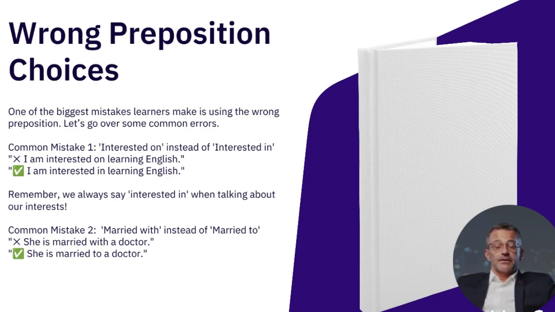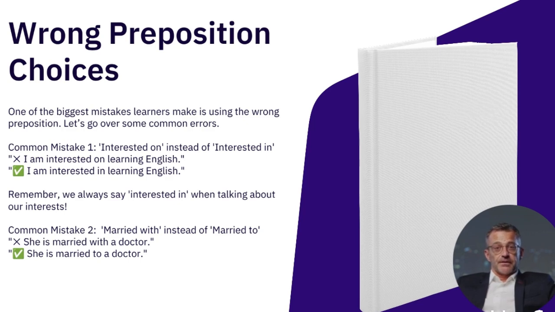Common mistake 1. Interested on instead of interested in. I am interested on learning English. I am interested in learning English. Remember, we always say interested in when talking about our interests.